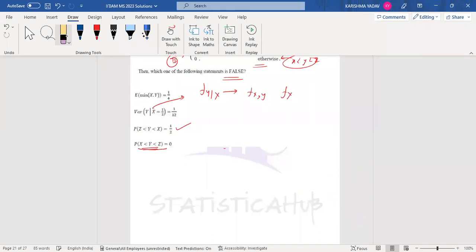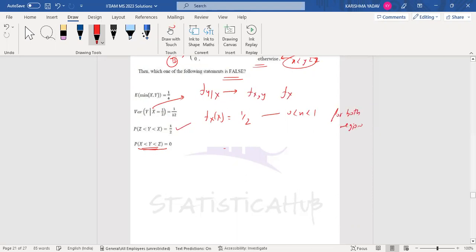Okay, so what is the marginal of x? We got the marginal of x, f_X(x), equals 1 by 2 for both, that is for 0 less than x less than 1. Okay, for both the regions.